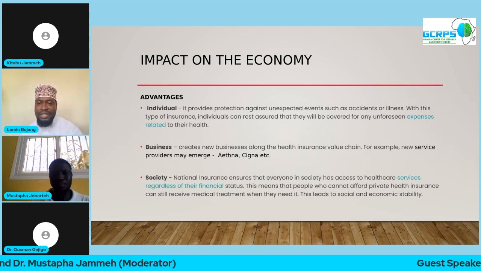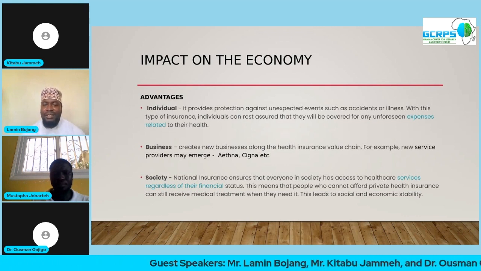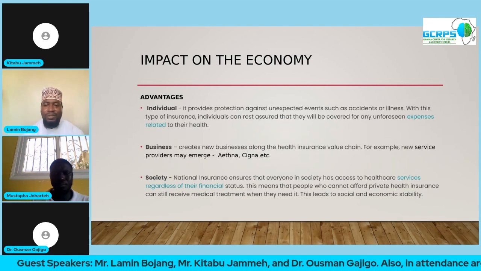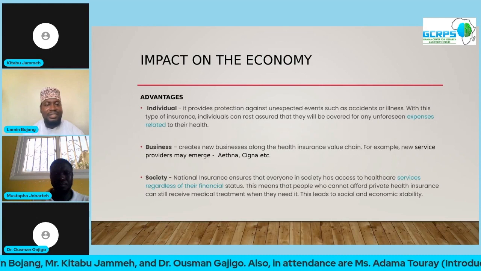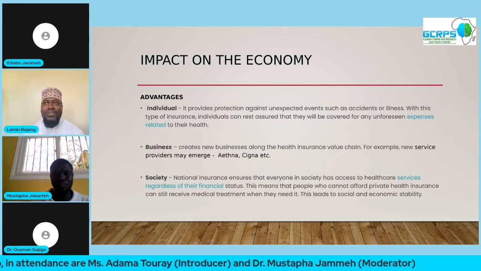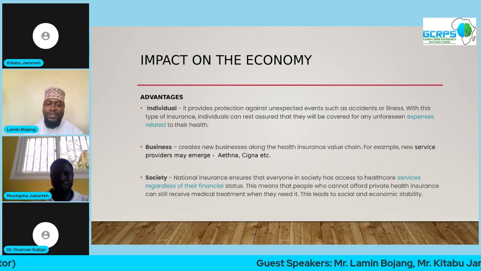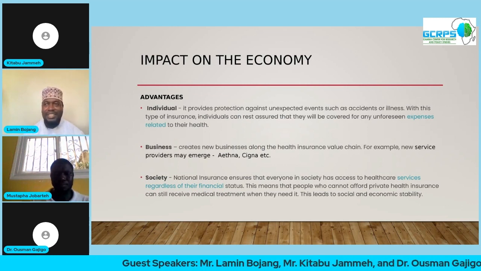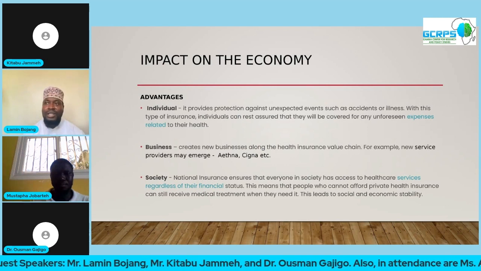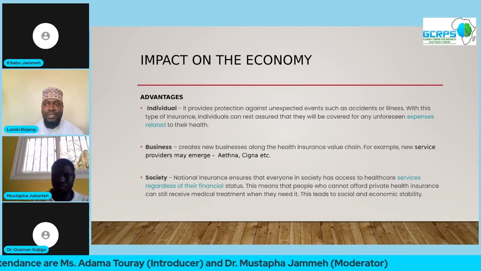The advantage for the individual is that they can rest assured that they are covered for any unforeseen health-related expenses. That's good for the individual. But for businesses, when you have the national health insurance scheme, a lot of businesses will be able to pop up. For example, in the US you have the Aetnas and Cignas, which are all big businesses, and we hope the same thing will apply to the Gambia, where we have insurers which will specifically focus on healthcare.